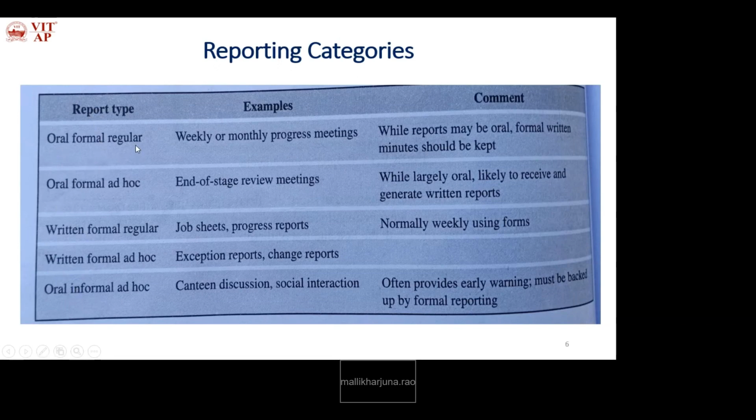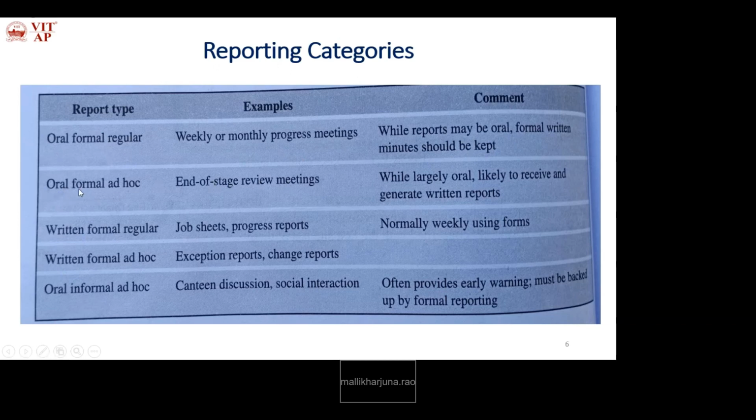First, oral formal regular report. This is prepared in weekly or monthly progress meetings. Generally we prepare a report on all the project products, on whether all the project products started by the specified start time or not, and whether they finish by the given deadlines or not. So we are collecting the progress of all the tasks. While reports may be oral, formal written minutes should be kept, so that we are recording every meeting.